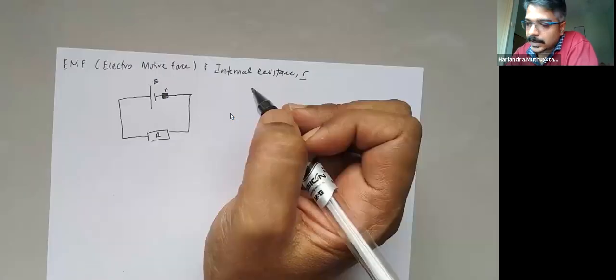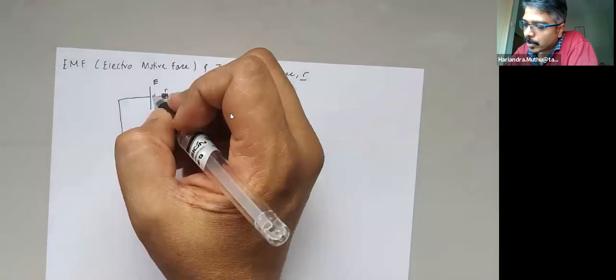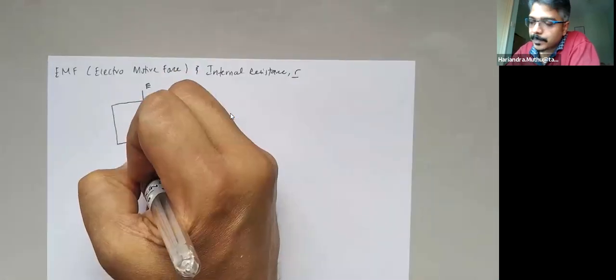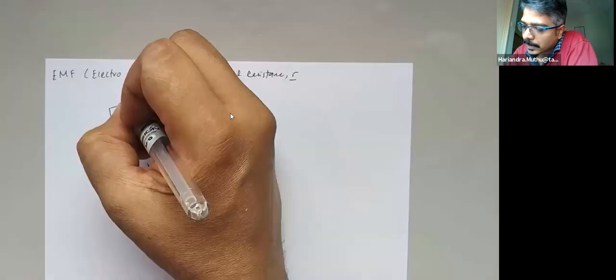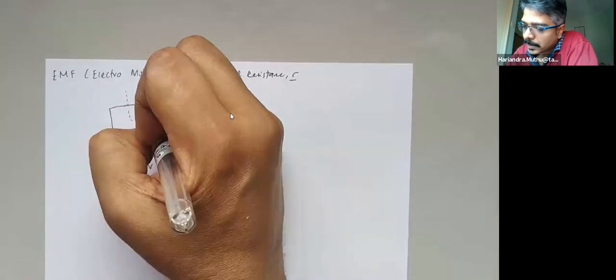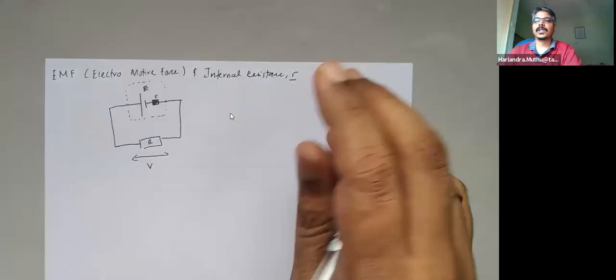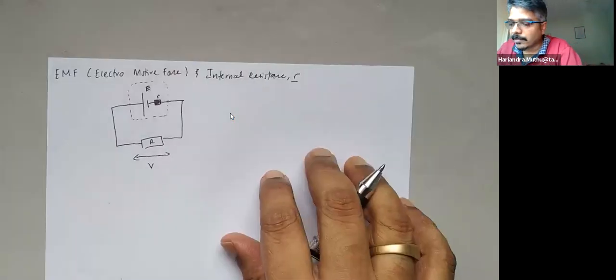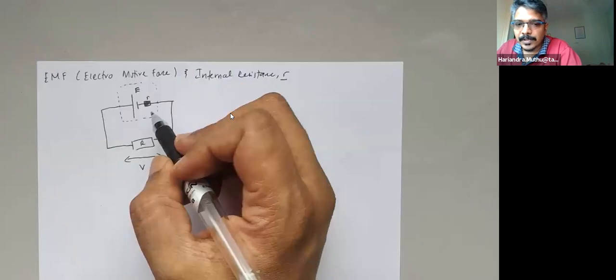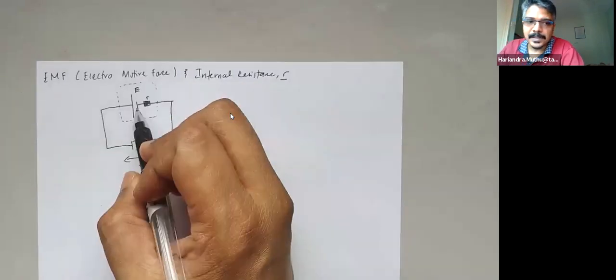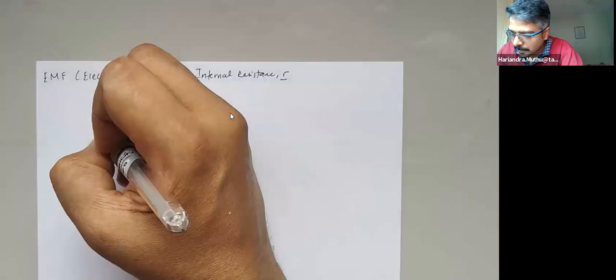This external resistance will have a potential difference of V across the battery. So normally this is how a circuit with a battery of EMF E and internal resistance is given. The current is I.